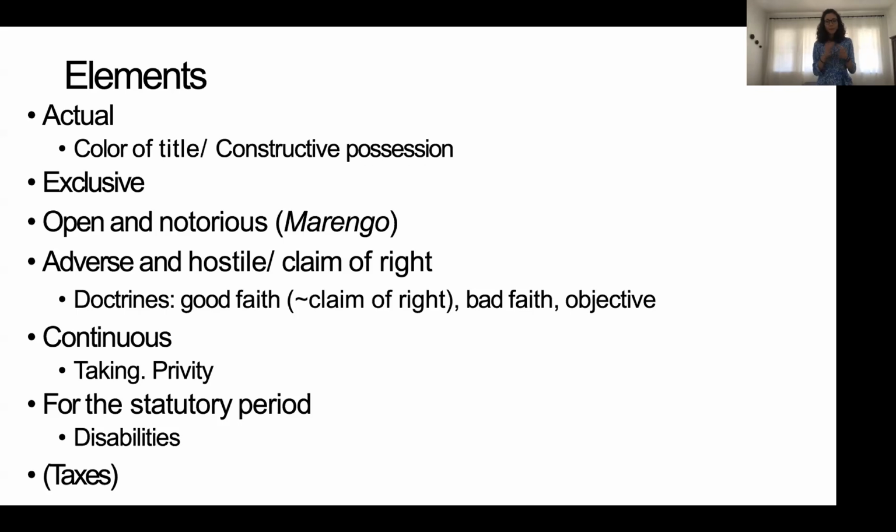And the disabilities that stop the clock have to exist at the time the adverse possession starts. What does that mean? There is an owner who is a minor, and that minor is the property owner of this house. Someone comes and starts adverse possessing this house. The owner is not here. This minor who owns the house is not here. The statutory period has not started to run. It will start to run when the owner, who is a minor, because that's one of the disabilities, reaches his or her majority. But the disability has to exist the moment the adverse possession starts.